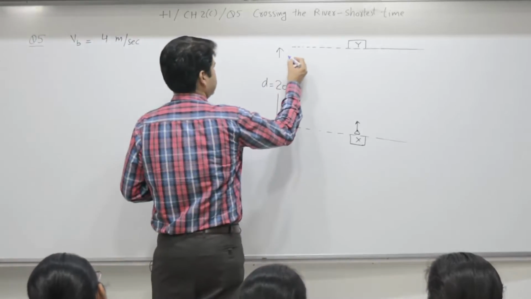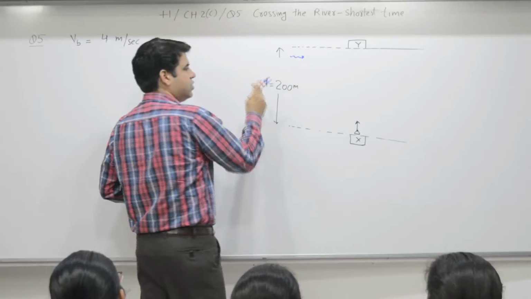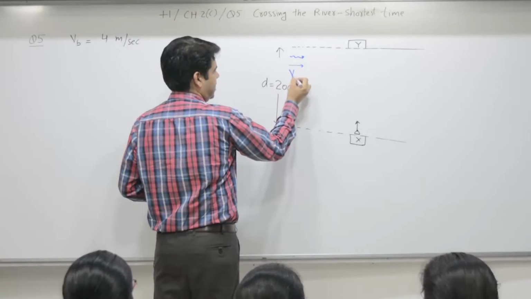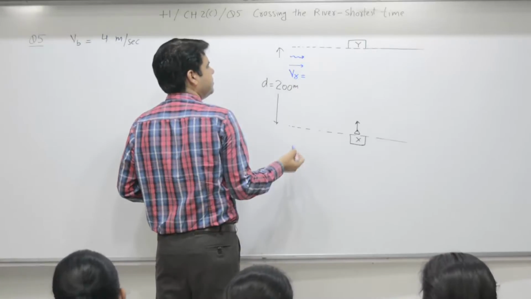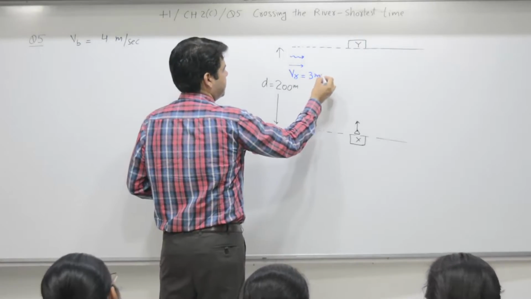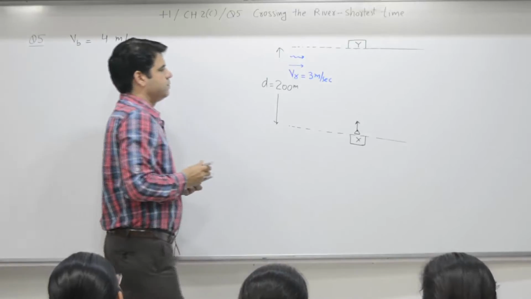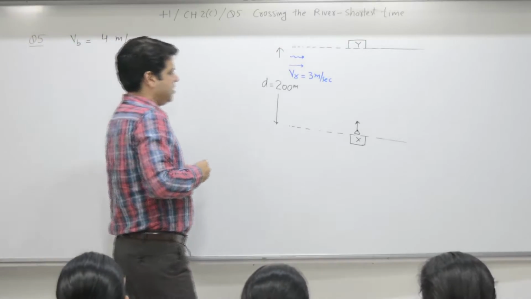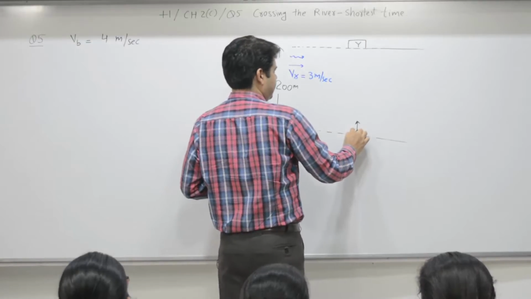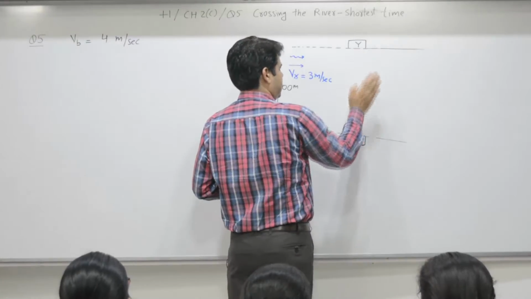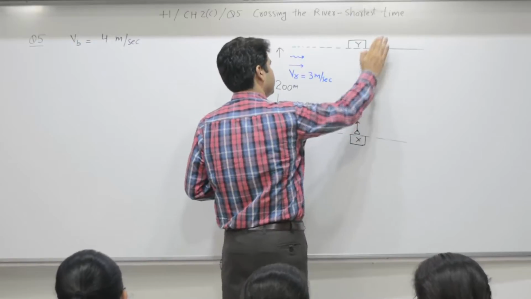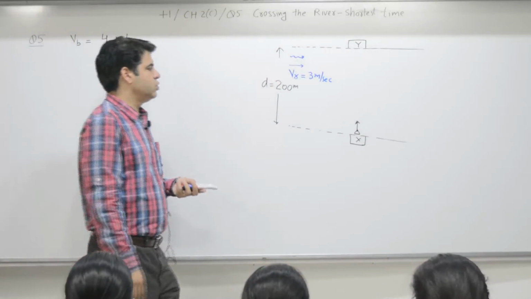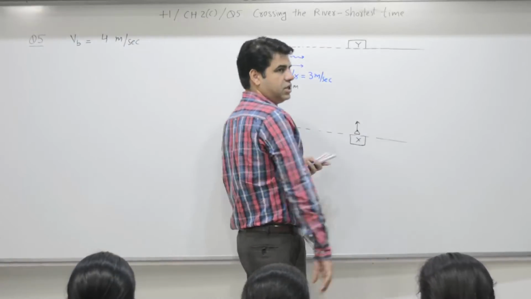The river, as seen by you, is flowing from left to right. River speed VR is 3 meter per second. So the questions are, number one, how much time it will take for the boat to cross from one side to the other side, and number two, where it will reach. These are the two questions.